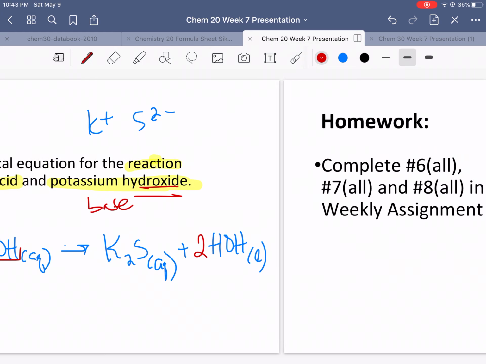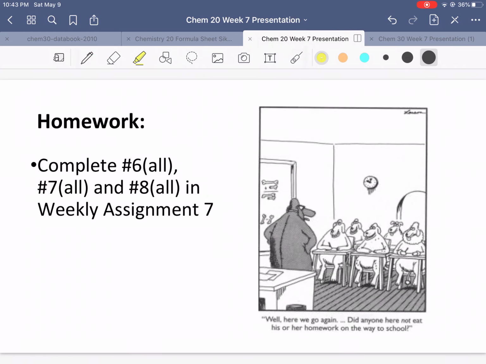All right, guys, you can now finish this assignment. Work on 6, 7, and 8. There will be a mishmash of the different reaction types. So you're going to have to really think about how to identify one type of reaction versus another. Good luck as always.